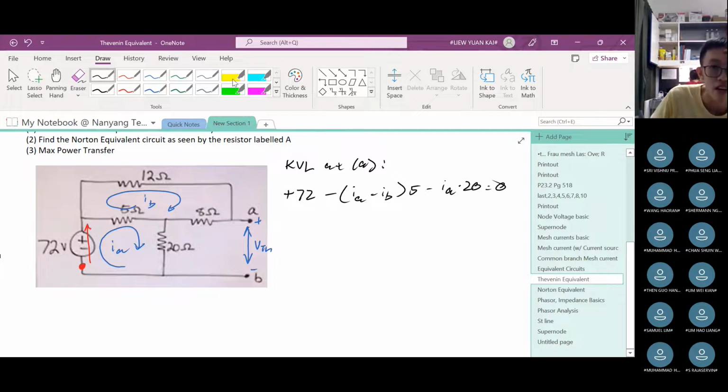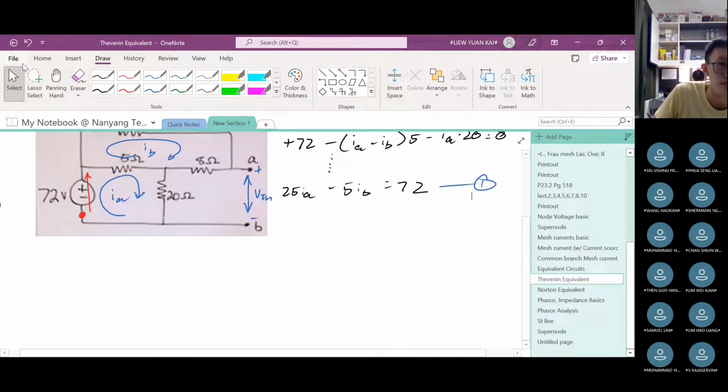Keep in mind, over here, this is not a mesh, because there's no wire closing it. So there's no mesh current over there. Then if you expand and simplify, you should get 25 IA minus 5 IB equals 72. This is our first equation. Label this equation 1.